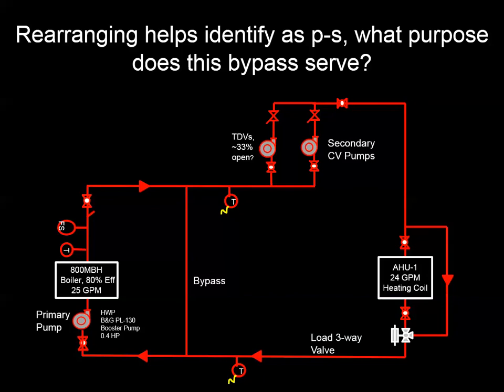But a few things that we noticed: look at the secondary pumps, how they're noted as constant volume, and look at the flow requirement on the boiler versus the coil. Note the type of valve that's associated with the load, three-way rather than two-way. So in this system, what purpose does the bypass serve?